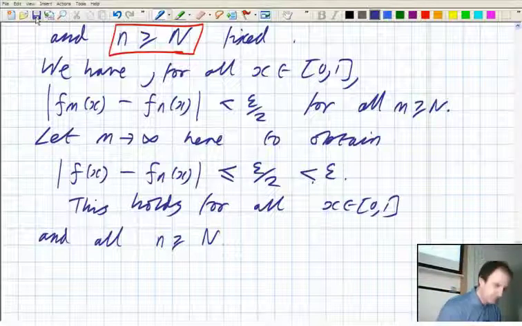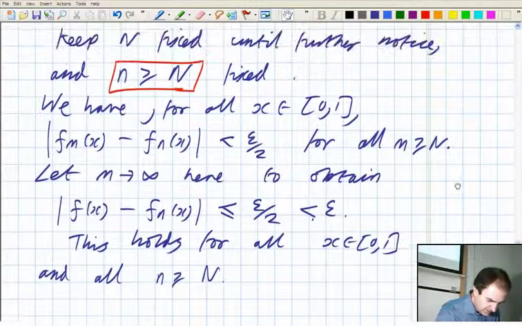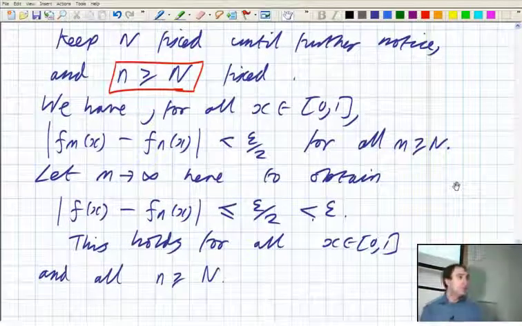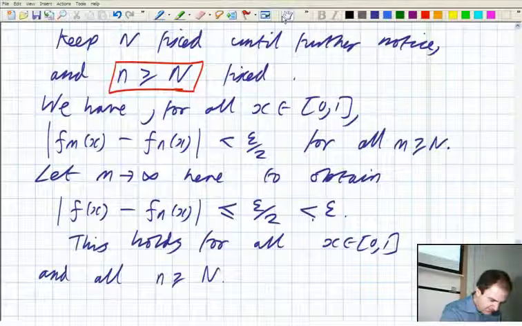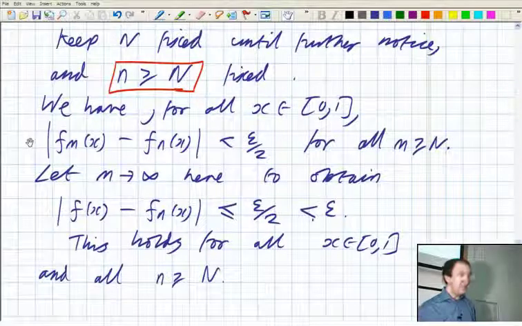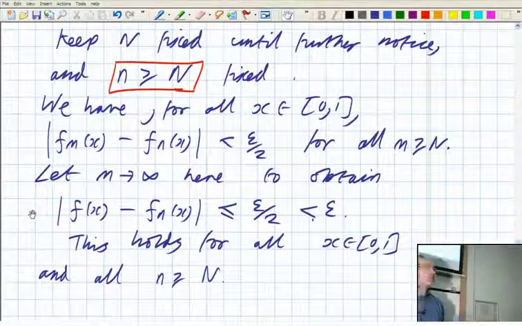Do we use the fact that Fn is pointwise convergent to f? Yes. When going from that line to the other? We only used it in going from this inequality to this inequality. So that's where we use the pointwise convergence.